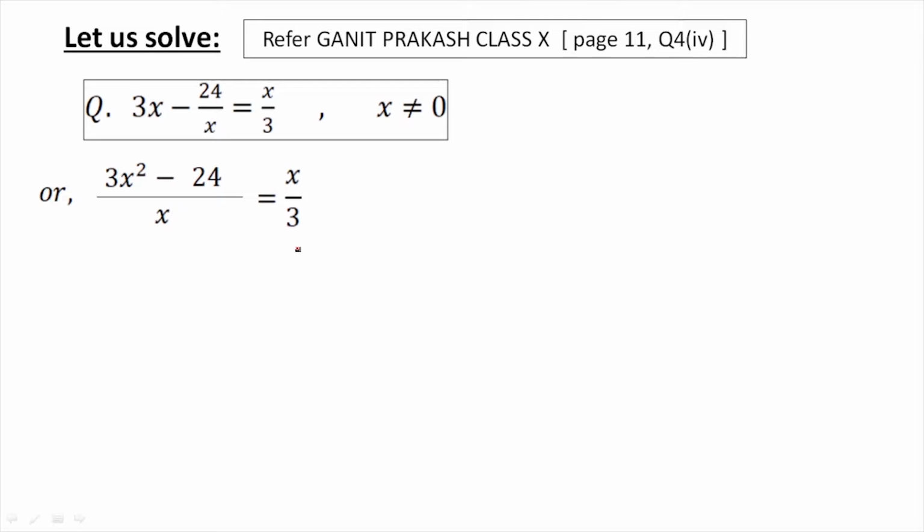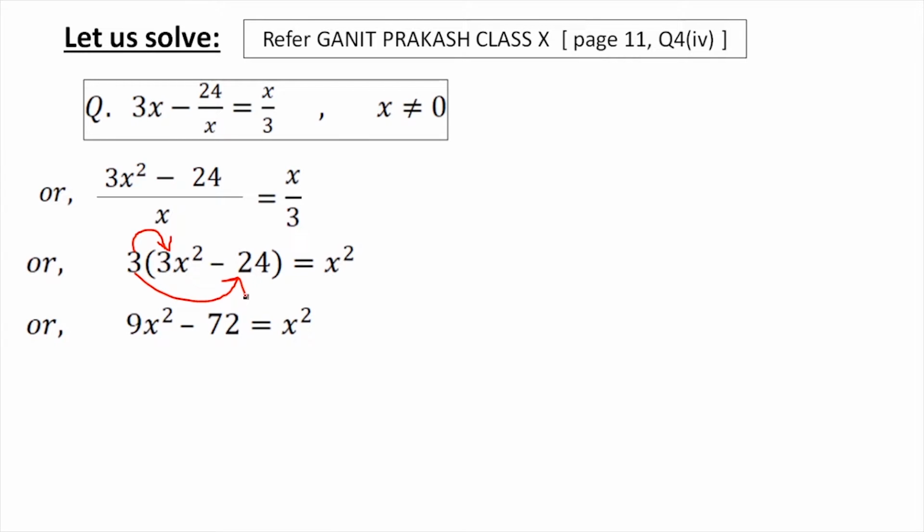Now we will cross multiply this. So x into x, and we multiply with 3 into (3x square minus 24). When we multiply, we get 3 into (3x square minus 24) on one side, and x into x will give us x square. Now we'll multiply with 3. So 3 into 3 is 9, and 3 into 24 will give us 72. So 9x square minus 72 is equal to x square.